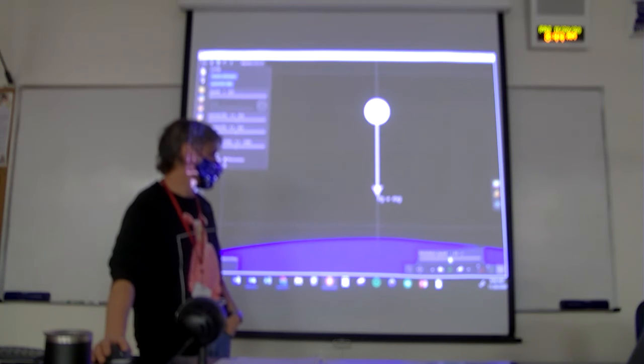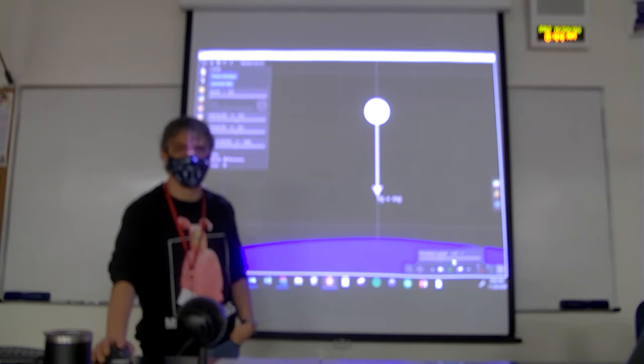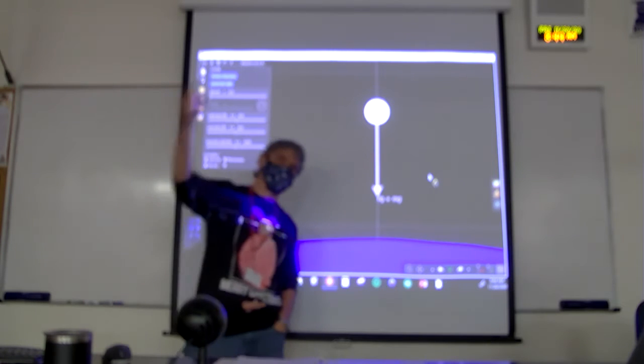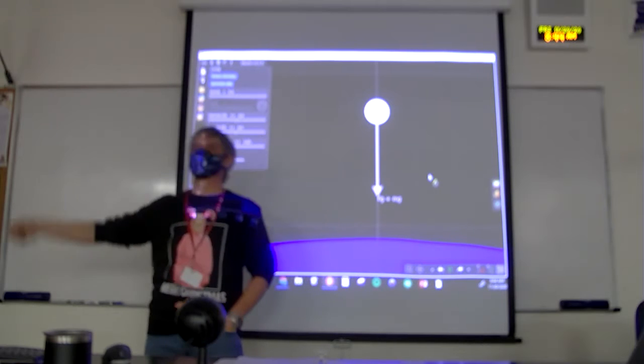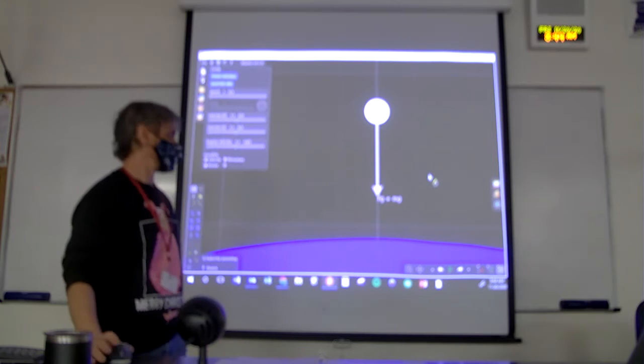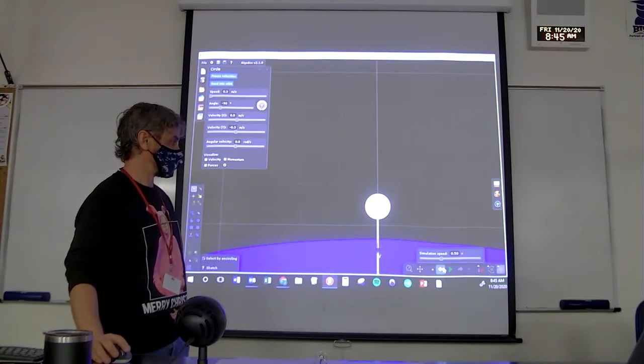Let me slow this down to half speed. Now remember, projectiles are also in free fall, right? We learned that. From a physics point of view, if you have an object moving in a parabolic trajectory as a projectile, it's still in free fall because the only force acting on it is the downward force of gravity. But yes, this object is in free fall, as we expect.